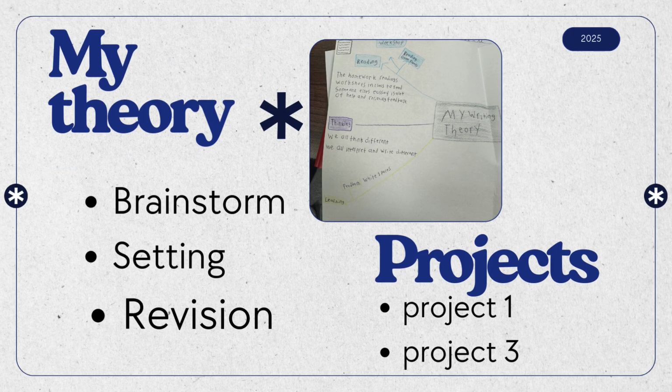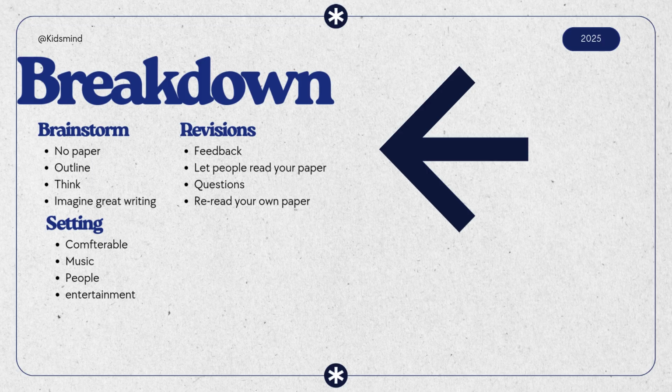Now, there are three main steps in my theory: the brainstorm, the setting, and then the revision. And the two projects that helped me form this are Project 1 and Project 3. Now, let me break it down a little bit for you. So, first, we're going to start off in the brainstorming section.